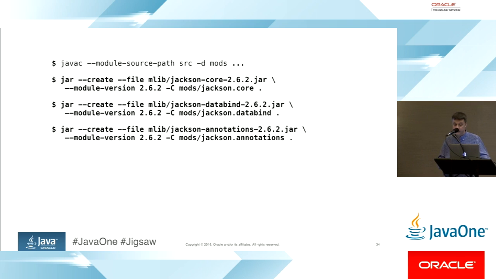So the jar tool has --create and --file options. I'm creating a jar file, and telling it what jar file to create. This is a modular jar. I'm going to create it in the mlib directory, naming it Jackson Core and a version number. And I'm telling it the location of the class files I'm going to package in, and I'm creating 3 modular jars. So that's really, really nice. Exactly as Alex did with my app and mylib in the first part of the presentation.